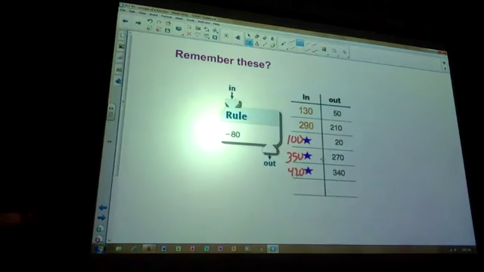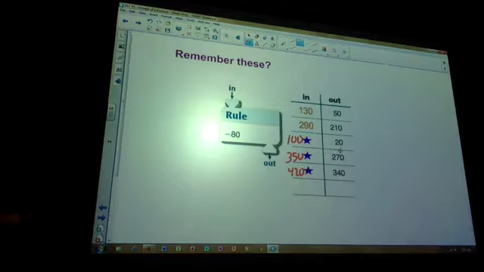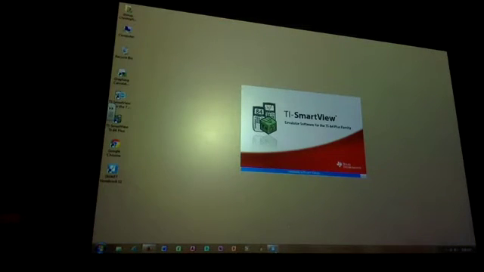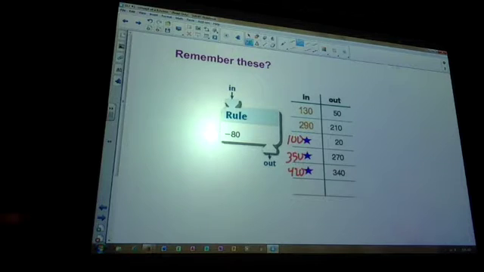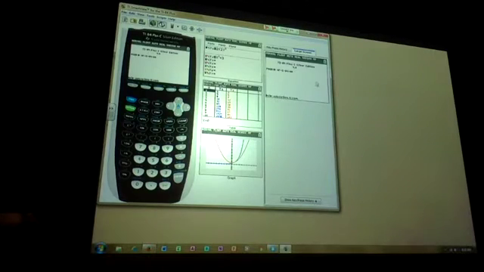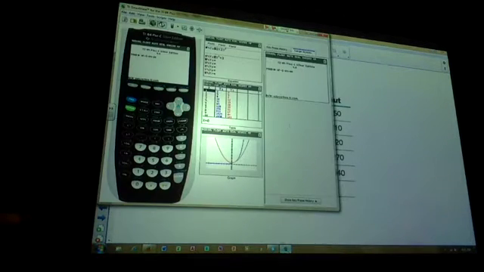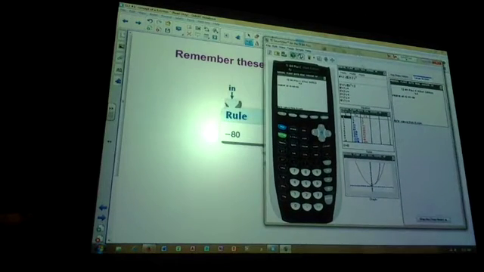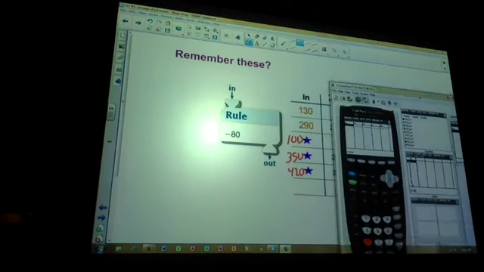I want to pull up our calculator. Okay, Smart View calculator, sweet. All right, I want to clear out the information up here. Let's clear all of our stuff. Ready? I'm going to go into stats and edit. List 1 is going to be our input.